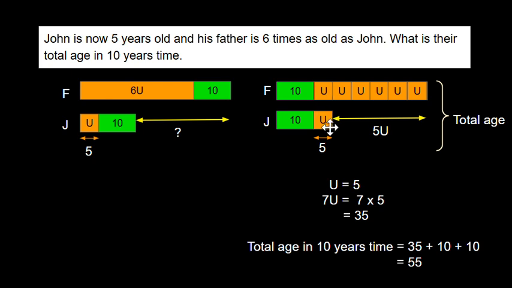I know their total age is 1, 2, 3, 4, 5, 6, 7. Total 6 plus 1, 7 units. I know each unit is 5, so I can get 35 straight away. And I know their total age, you need to add a 10 here, add a 10 here. So their total age is 35 plus 10 plus 10, which is equal to 55. And I can get the answer this way.